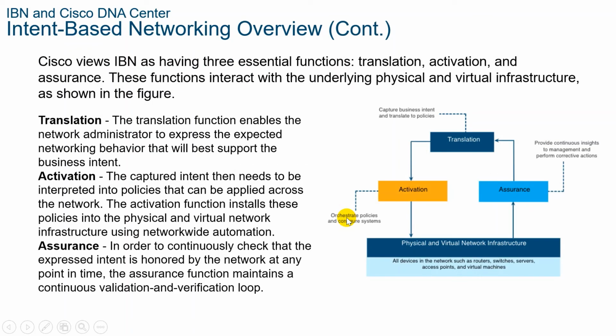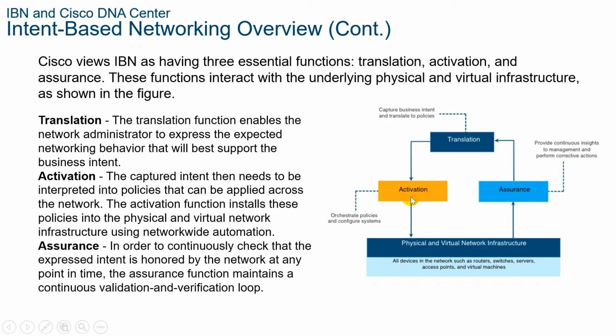Cisco views IBN as having three essential functions: translation, activation, and assurance. These functions interact with the underlying physical and virtual infrastructure as shown in the figure. The translation function enables the network administrator to express the expected networking behavior that will best support the business intent.